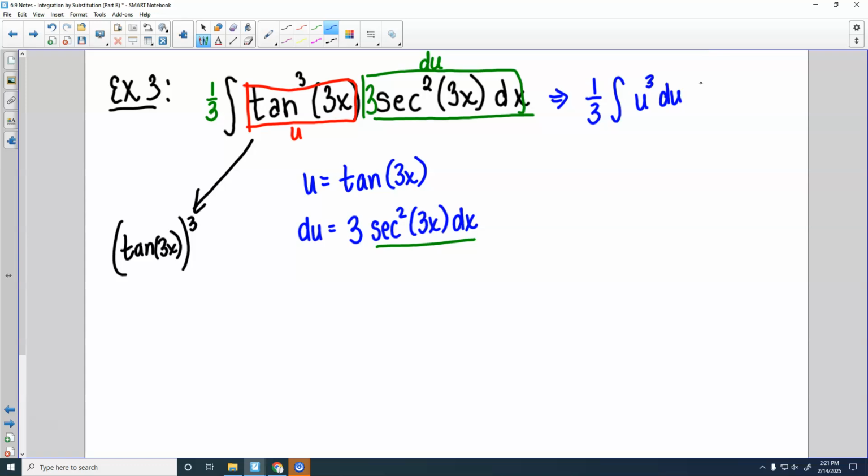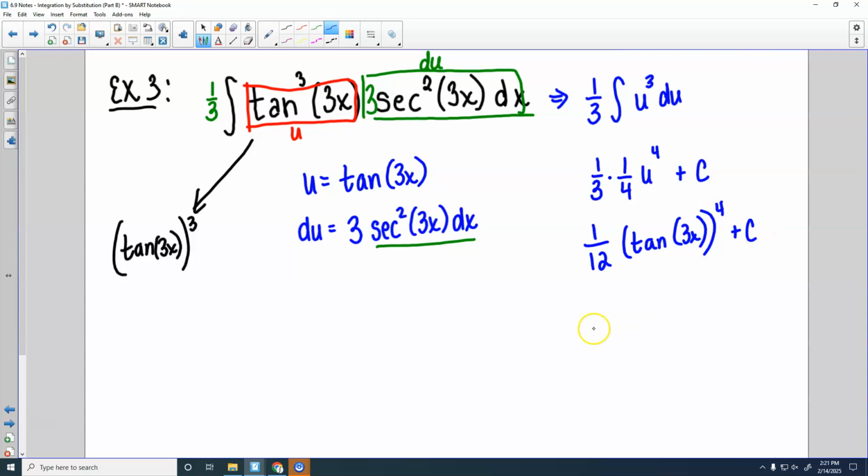And so if we get just to u cubed, this is just a power rule integral. So we'd have u to the 4th power. I'm going to leave that 1/3 out front. I'll have a 1/4 out here, and I'll put a plus c. And then I'll have 1/12 tangent of 3x to the 4th power plus c. You are more likely, though, to see this written 1/12 tangent. They'll probably put that 4th power right there, 3x plus c.